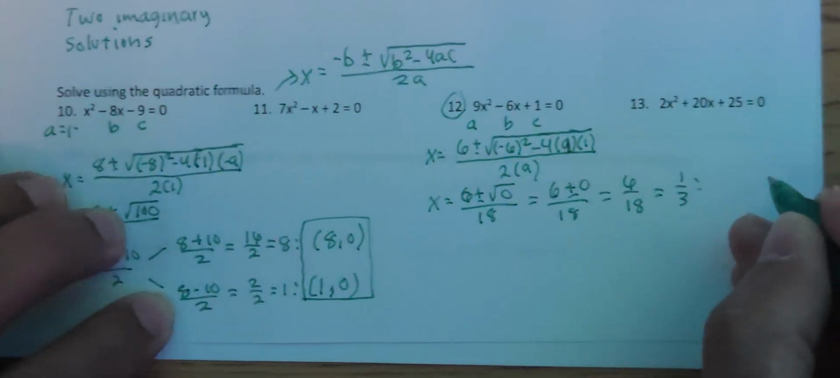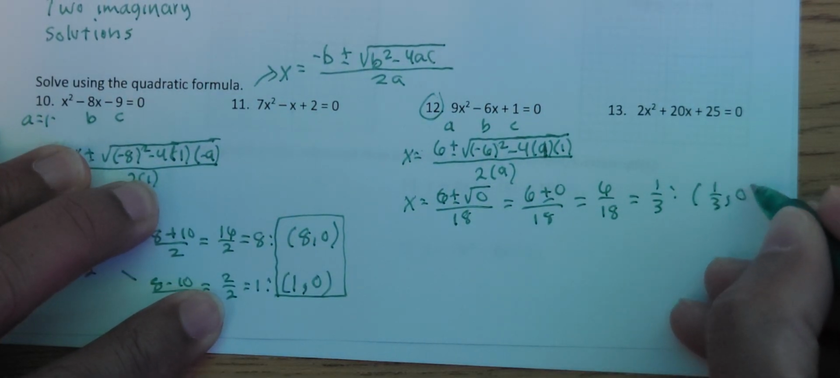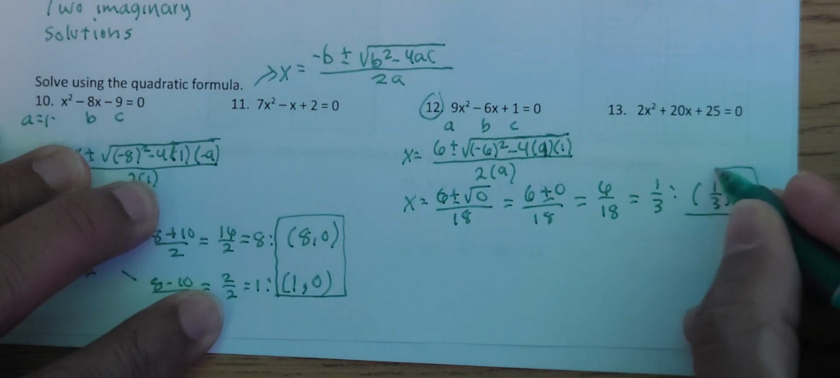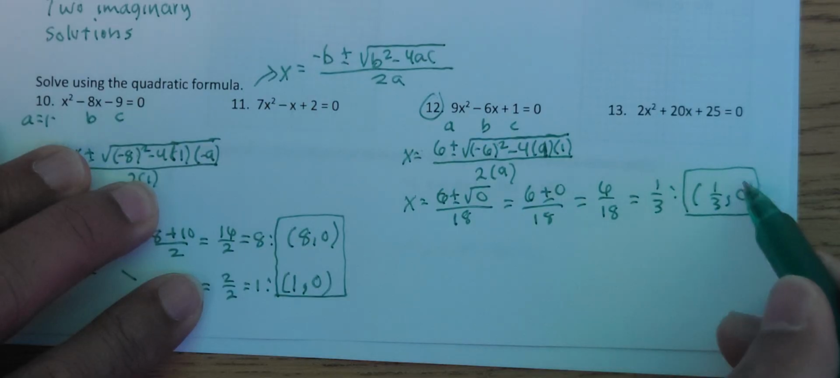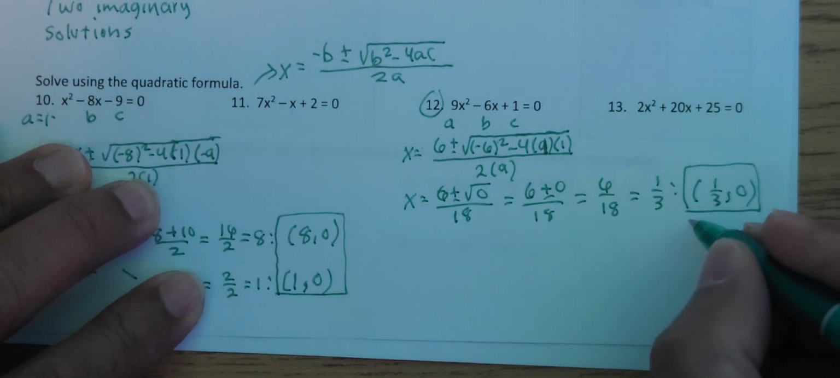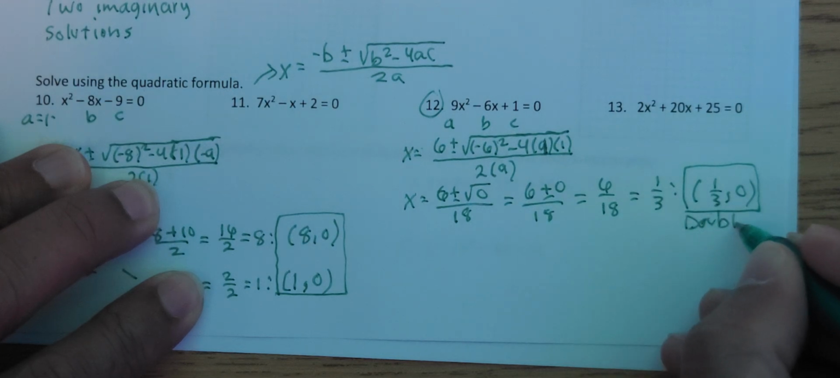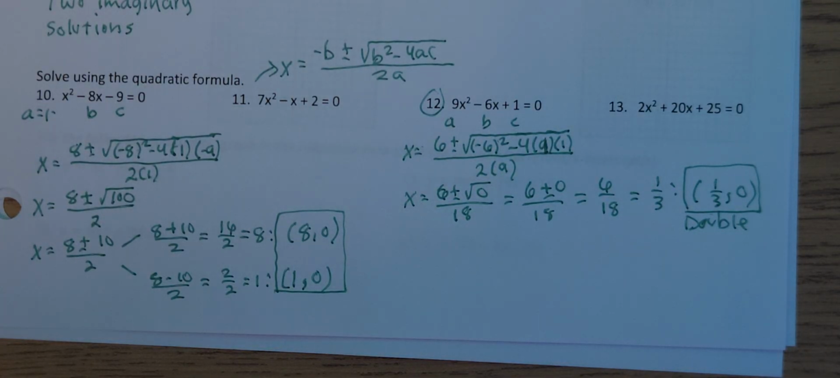1/3. Therefore, the solution to this equation is 1/3, comma, 0, because we have a 0 inside of the discriminant. So the discriminant is 0. So this means the vertex is right on the x-axis. So there's only one solution, and this one is a double solution, okay, because we're supposed to have two of them. So I'm going to go to the next page, and let's see what we have there.